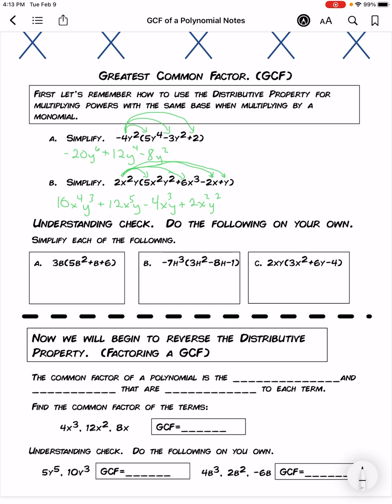All right, I want you to take a couple minutes to go through and do A, B, and C on the understanding check. And then if you want to, you can send a copy of that to your teacher for them to check.